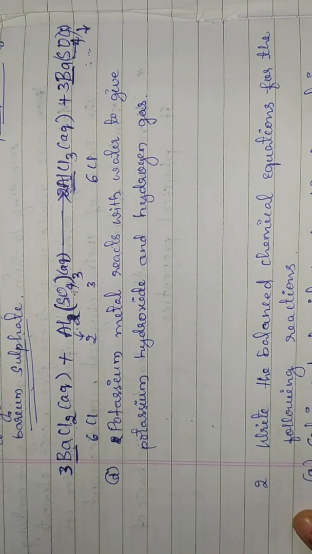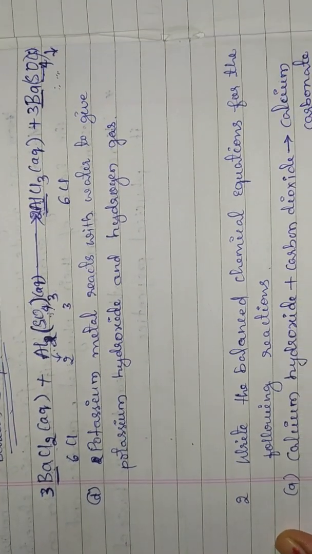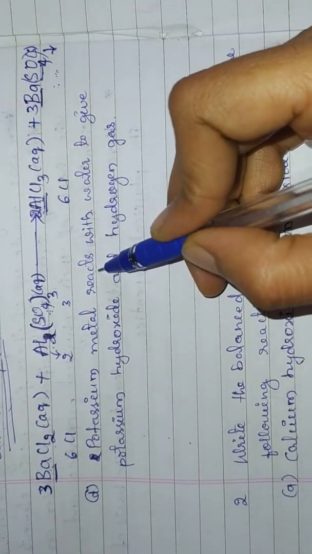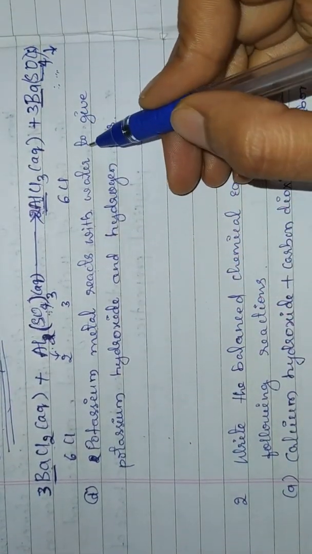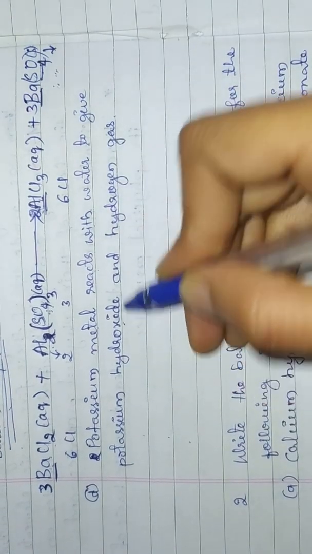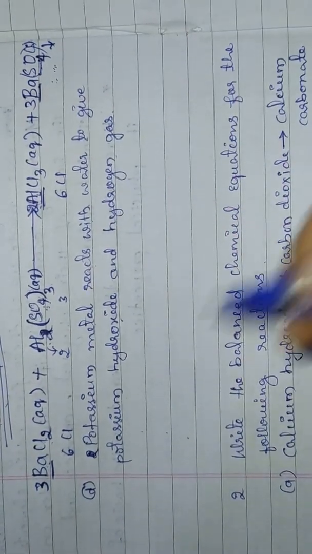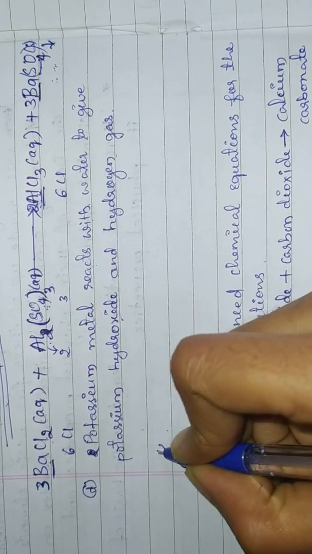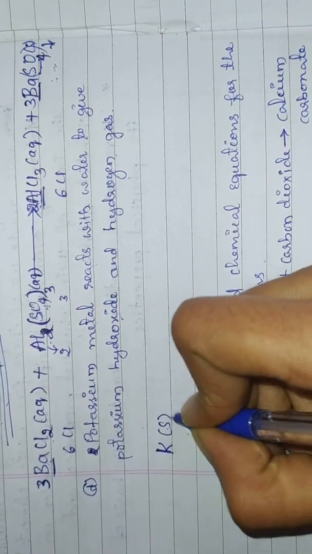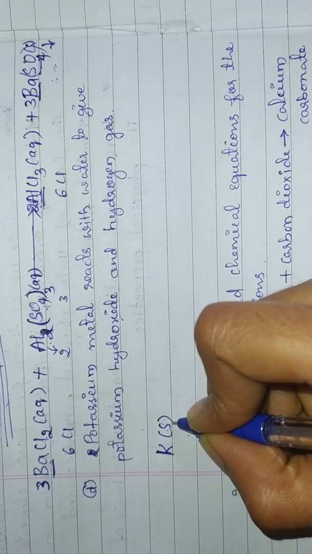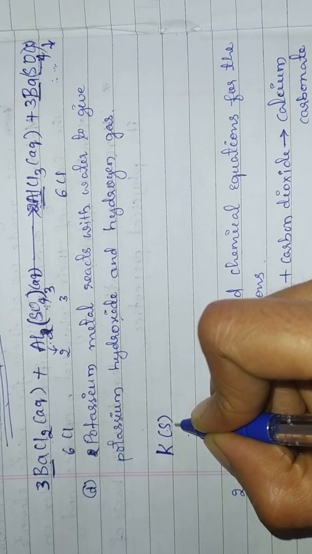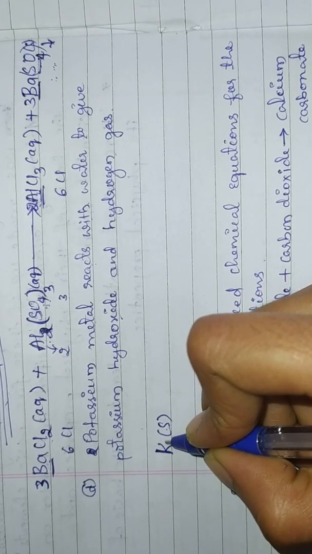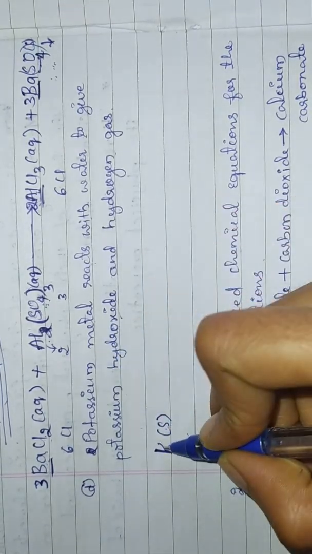Next we'll see one more question. Potassium metal reacts with water to give potassium hydroxide and hydrogen gas. Now we will write the chemical equation. Potassium metal, it is a solid. Metal is metal, all metals are solid except mercury. Okay, the chemical symbol of this potassium metal is K.